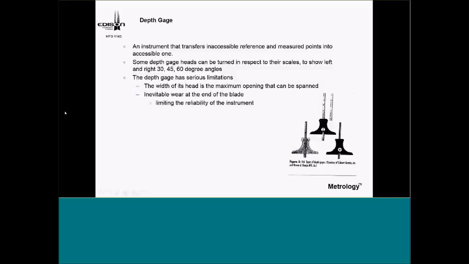All right, then I get into depth gauges, where we use these to transfer inaccessible reference or measure points to accessible ones. And then some depth gauges, like this one here, do have a scale for 30, 45, or 60 degree angles. But it has limitations. You're limited to the width of the head that can be spanned, and then the wear at the end of the blade. We talk about that, and about the advantages and disadvantages of holding it properly.